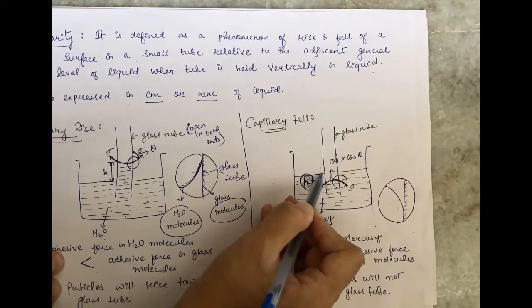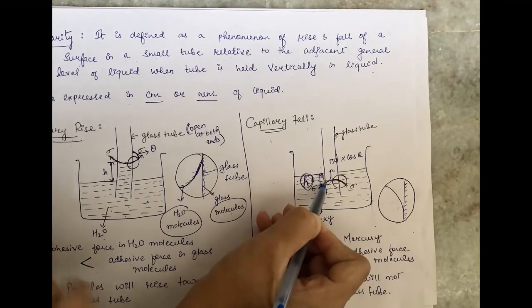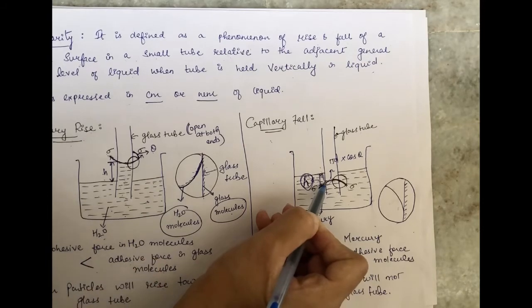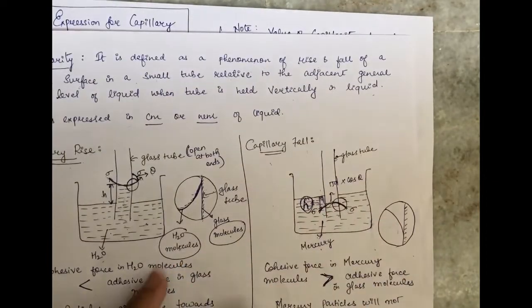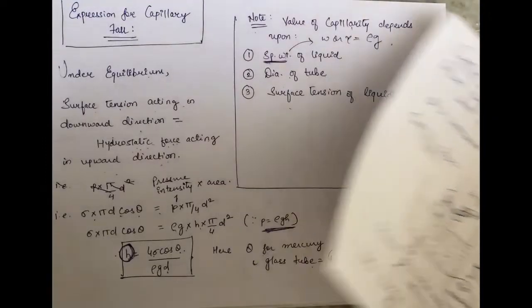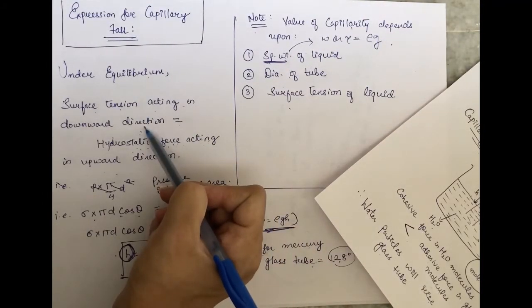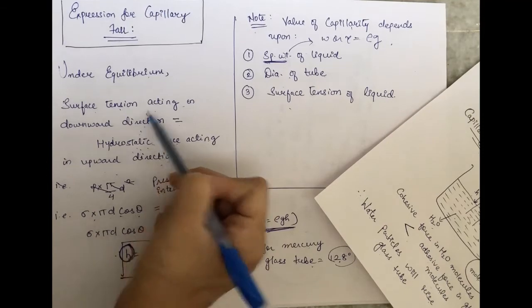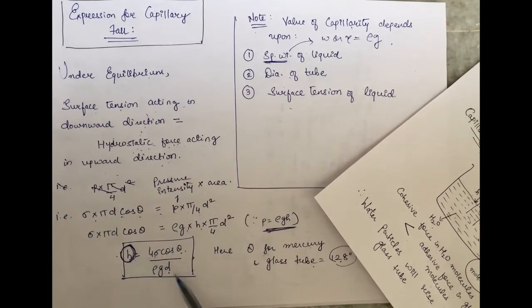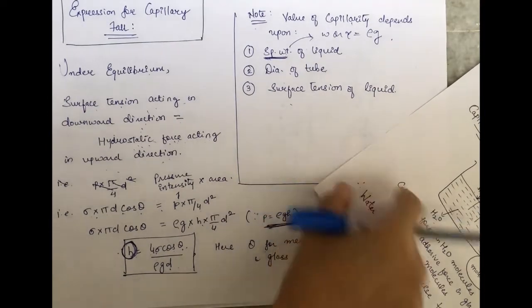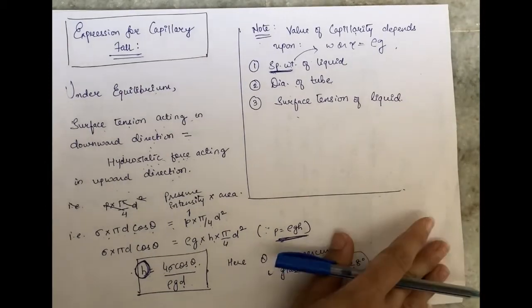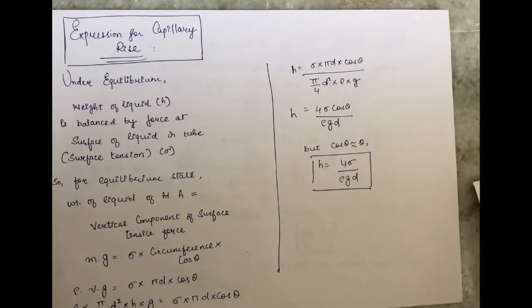This much depression of mercury is possible only when an equilibrium state is achieved, and the equilibrium state is achieved when the forces acting in the upward as well as downward directions are in equilibrium. So we have done nothing, we just compared the forces which are acting in the upward and the downward direction, and from that we make h the subject and derive the formula. This is very simple. Now going with the next expression, the expression for capillary rise.